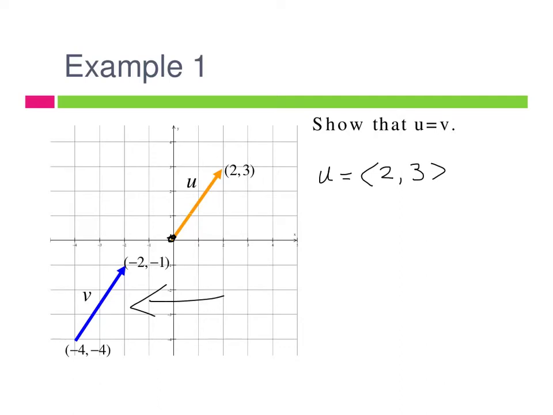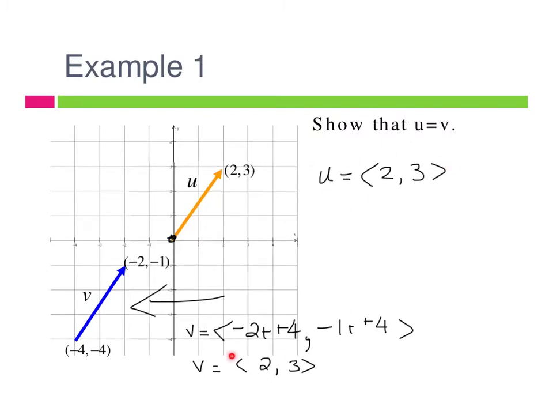So again, when we're solving for component form for vector v, we take the terminal point, which is -2, -1. So -2 minus -4, that's our first a part, and then for b, -1 minus -4. Let's simplify that. Here I end up with 2, and here I end up with 3. So notice that they are in fact equal. This was much faster than finding their magnitude and the slope of each. So I can compare them based on the component form. So u is in fact equal to v.